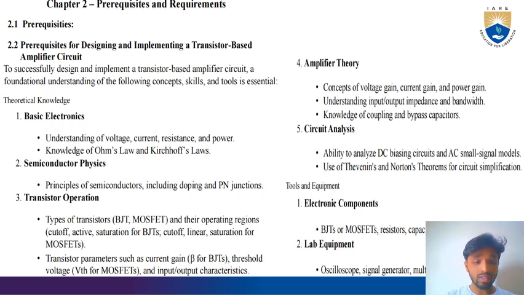Transistor parameters such as current gain, also known as beta, threshold voltage like Vth, and input or output characteristics. In amplifier theory, it explains the concepts of voltage gain, current gain, and power gain. It also helps us understand input or output impedance and bandwidth. It will also give us knowledge of coupling and bypass capacitors.